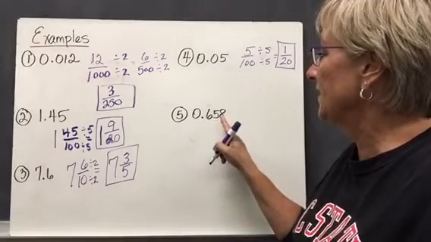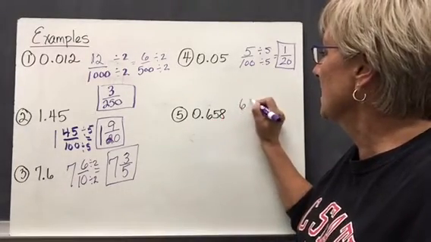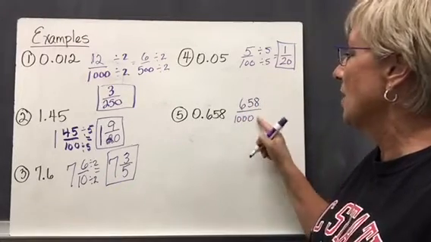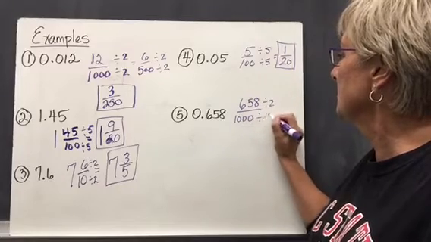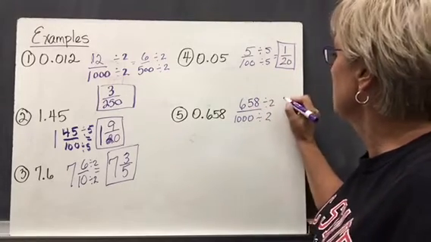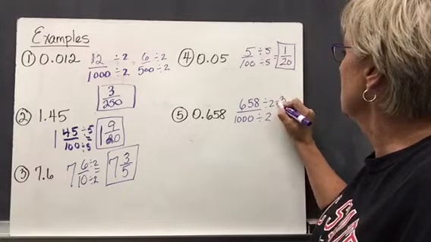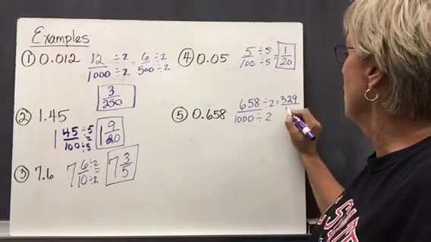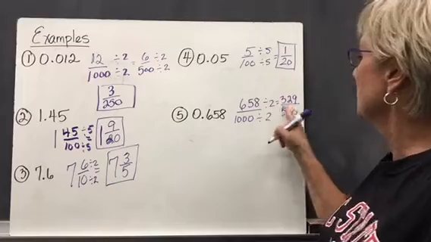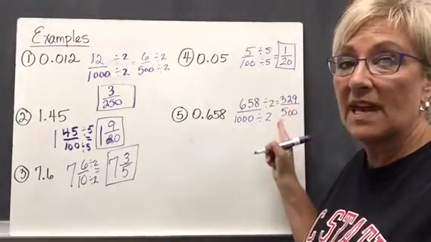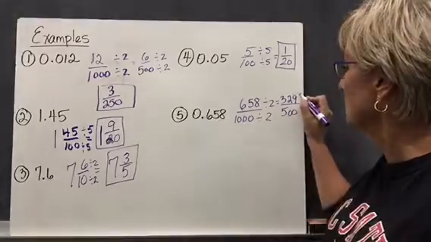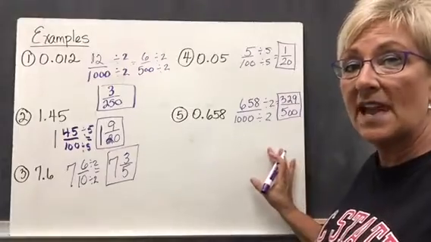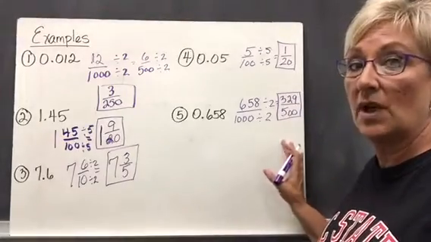Here I've got 658 thousandths, so 658 over 1,000. I know they're both even, so I'm going to divide 2 into both of these. And I know that 2 will go into 658, 329 over 500. And I know that there's nothing that goes into 329 and 500. You can try it if you want to see if it can be reduced down anymore, but this is going to be 329 over 500. So this is how you're going to be changing a decimal into a fraction.